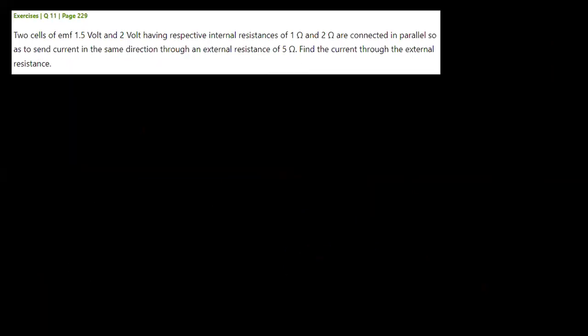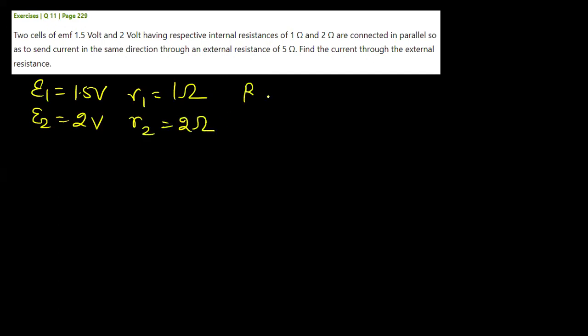The same question is the next sum, only the values are changed. The first voltage E1 is given as 1.5 volt. E2 is given as 2 volt. The internal resistance for the first case is given as 1 ohm, and for the second one it is given as 2 ohm. Capital R is 5 ohm. Again, find the value of current.